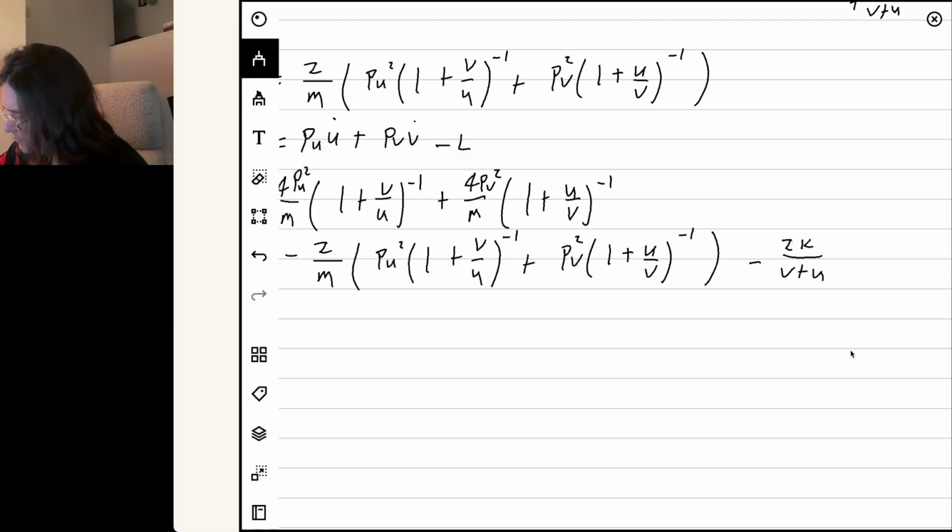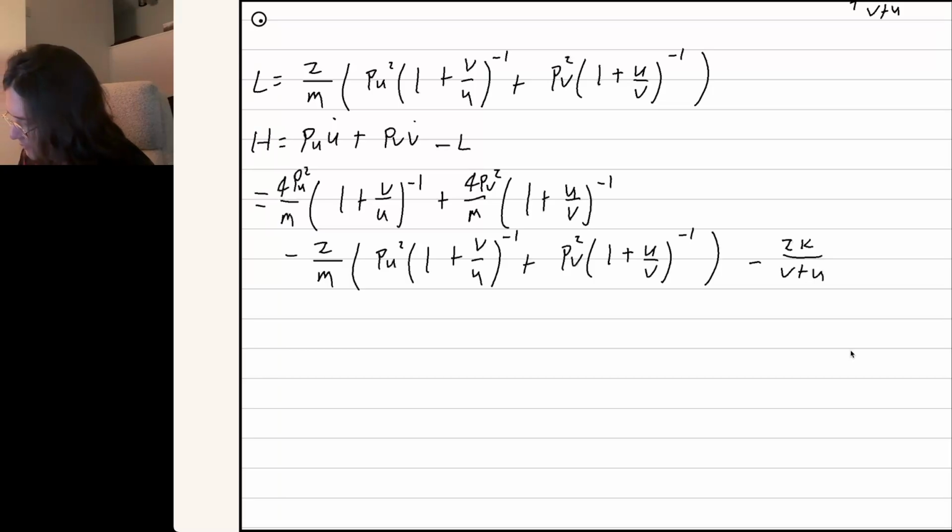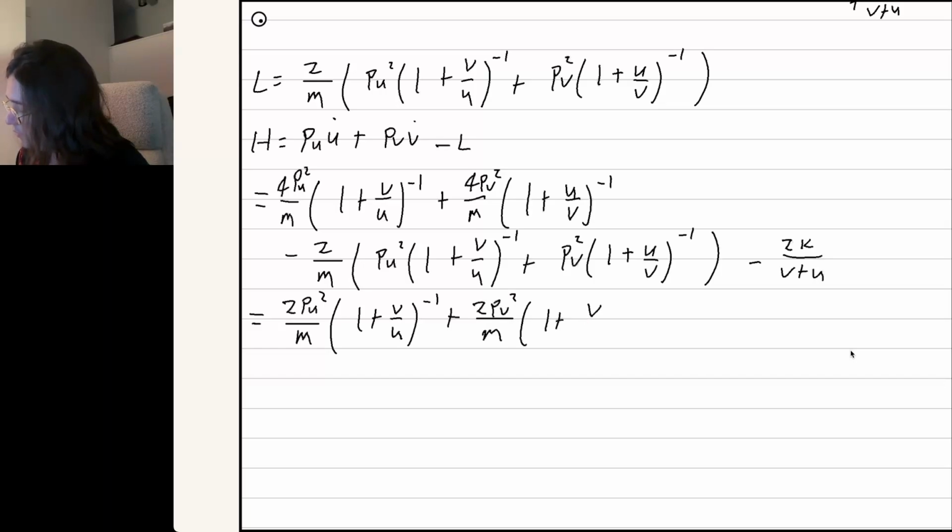So collecting like terms, we'll just have 2 p_u squared over m (1 plus v over u) to the minus 1 plus 2 p_v squared over m (1 plus u over v) to the minus 1, it's u over v now, minus 2k over u plus v.